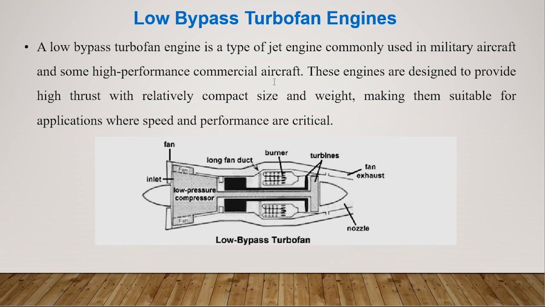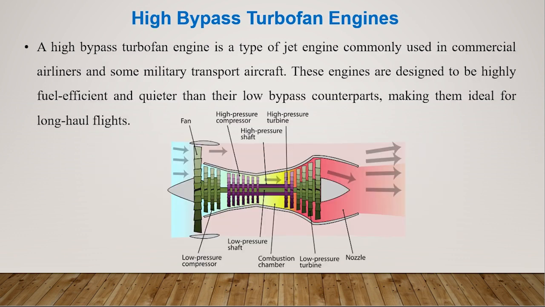And the limit is 2:1 for a low bypass turbofan engine. The ratio will be 2:1, so 2 kg of air is bypassing the engine and 1 kg of air is passing through the engine. Okay, 2:1. Somewhere I have mentioned this in the key differences slide. I'll show you. So let's move on to the next slide.